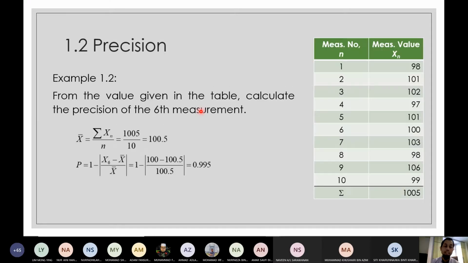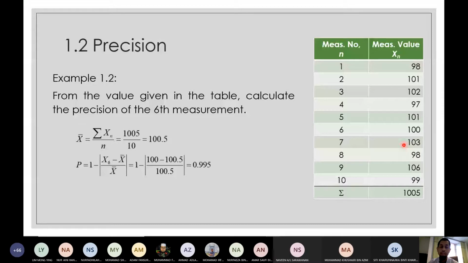Okay, so for example, let's look at this table here. In this table, we have 10 readings of a certain value, right? And the value ranges. When the measurement is taken the first time, you get the value as 98. When you take it the second time, it's 101. So you repeat the measurement 10 times, these are the 10 values that you get on the measurement value. So it's around the same values, but it's not exactly the same.